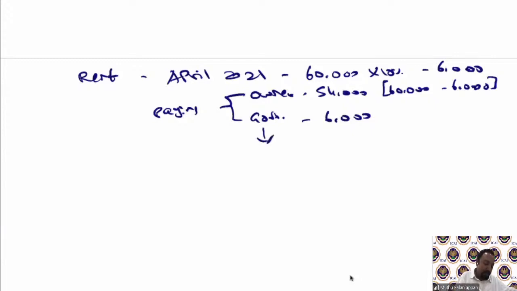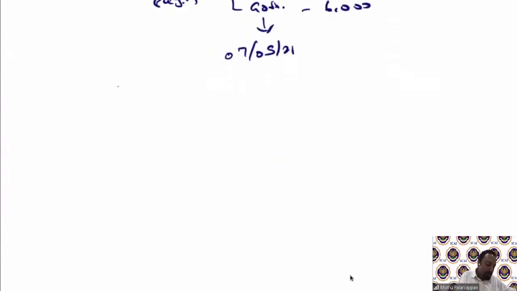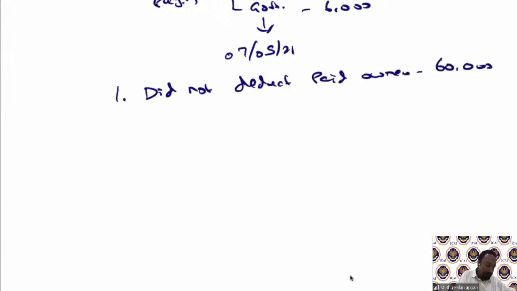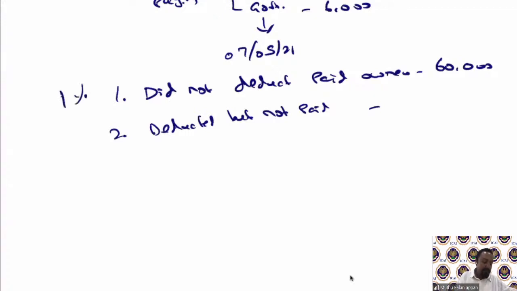Now, when should I pay to government? For April, I'll have to pay before 7th May 21. Correct? Now, there are two scenarios. I did not deduct and paid the owner 60,000, or I deducted but not paid the 6,000 to government. So there are two different interest rates. For not deducted, the rate is 1%. For deducted but not paid, it is 1.5% per month. So for non-deduction, it is 1%. For deduction and non-payment, it is 1.5%.